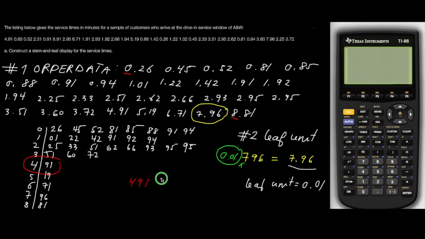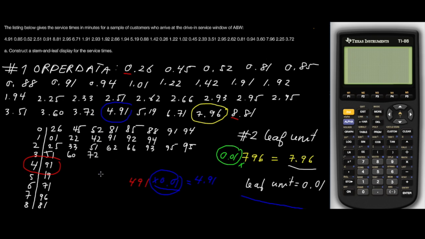What I have to ask myself is, what do I have to multiply 491 by to obtain the data point that is right here, which is 4.91? This is some simple math. If we divide 4.91 by 491, we get 0.01. So don't forget that little rule. It always works, and this will help you determine your leaf unit, which will help you build your stem and leaf display.